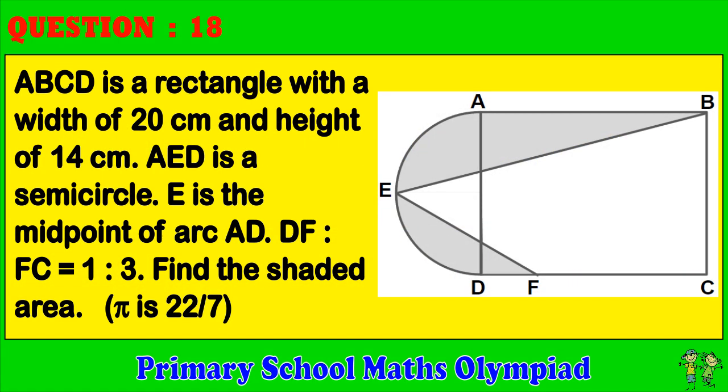ABCD is a rectangle with a width of 20 centimeters and height of 14 centimeters. AED is a semicircle. E is the midpoint of arc AD. DF to FC ratio equals 1 to 3. Find the shaded area. Pi equals 22/7.